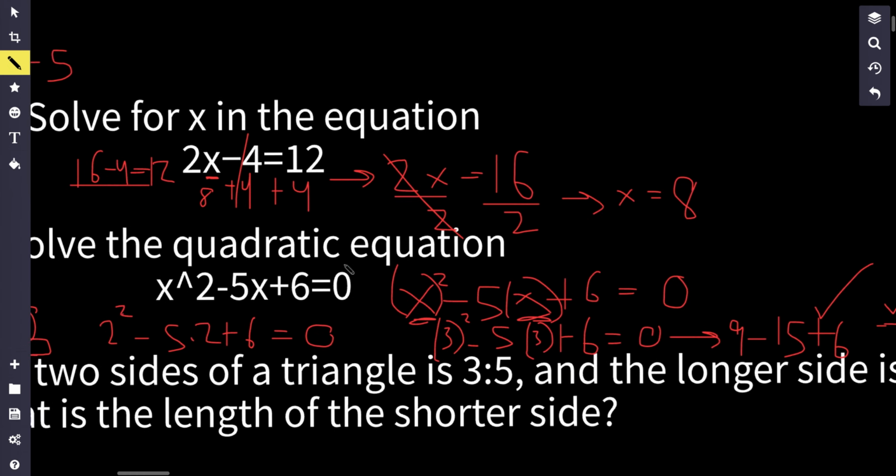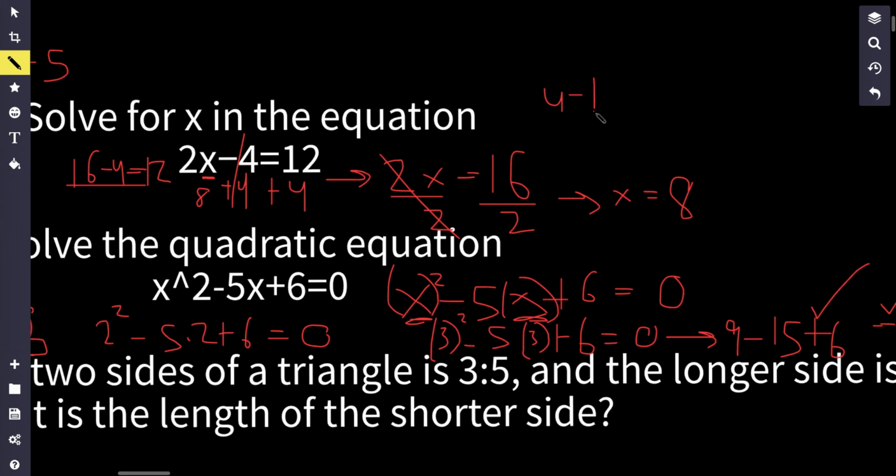2 squared is 4 minus 5 times 2, that's 10, plus 6 is equal to 0. 4 plus 6 is 10. 10 minus 10 is 0. Checks out.